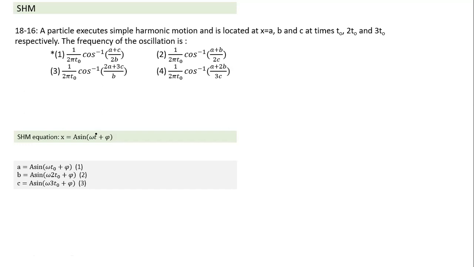Two things are changing. As the time changes, what will happen? The corresponding x is changing. The rest of the things are not changing here. We just substituted this value: first equation, second equation, third equation. What we need to find here, we clearly notice, is the value of omega. And once we find omega, we can also find frequency, which is omega by 2 pi.